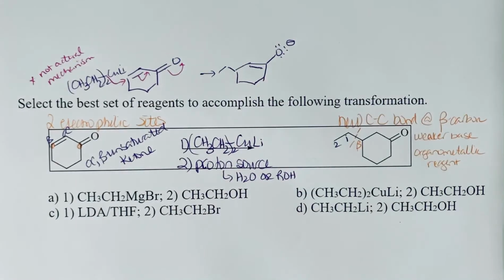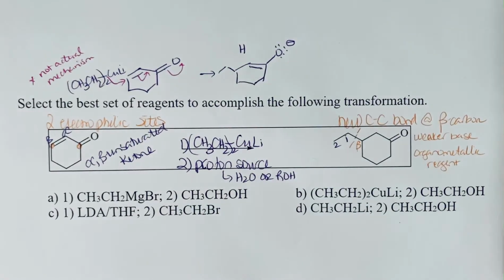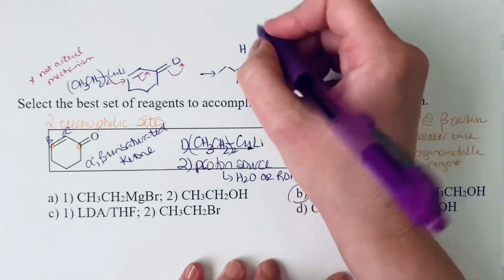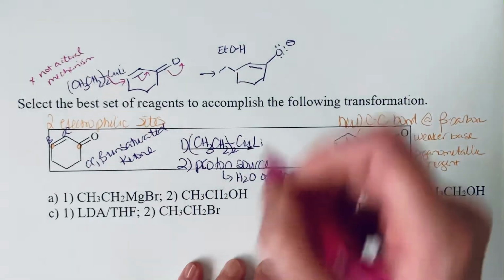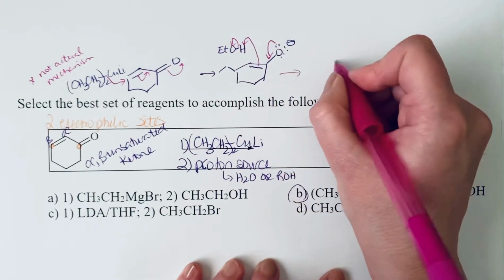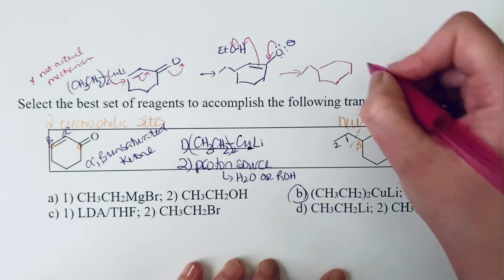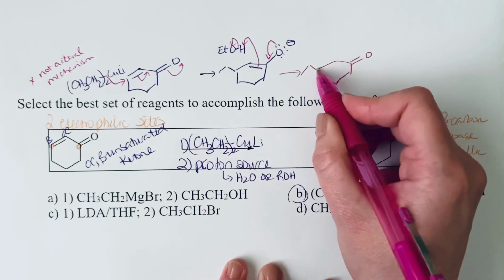And so then in your second step, whatever your proton source is, let's take a look at our options to see what we're actually using. So we only have one with a copper lithium. So this is B. And so we're using as a proton source ethanol. So let me go ahead and draw ethanol as our proton source. And it's here just so that we can form the product that we are looking for, where we have added to the beta carbon and we still have a carbonyl. And of course, this pi bond is reacting, so that's why we no longer have the alkene.